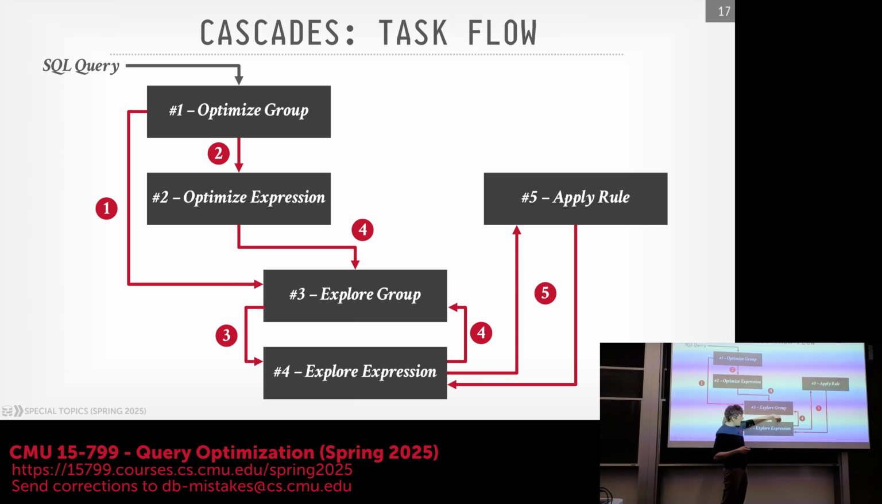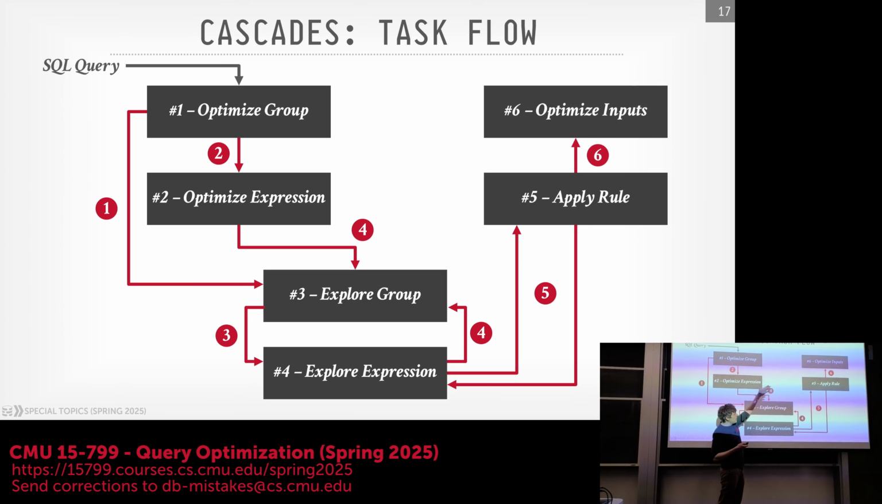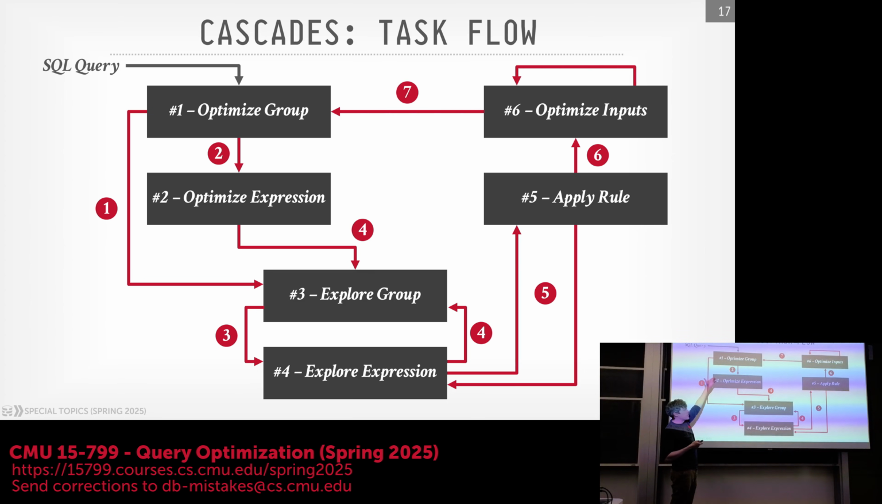And there's a feedback loop again: if I apply a rule, I may generate more expressions, and I want to do further exploration. Or if I know that I've exhausted everything I want to look at at this level, and I want to go further down into the query plan, I'll look at the subgroups, the groups below me, and then I do optimize inputs, which can call itself over again, but starts the process in the next stage.